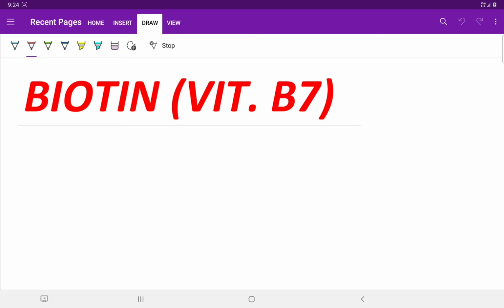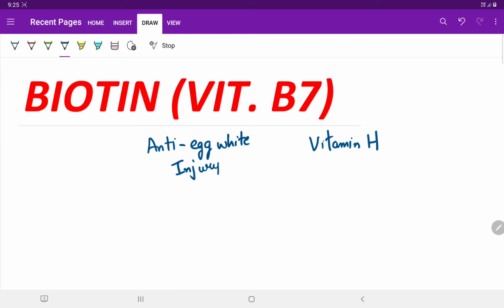Biotin, commonly known as vitamin B7, or sometimes in books it is also mentioned as vitamin H, and it is also known as anti-egg white injury factor. So these are the synonyms of vitamin B7 or biotin. So it has 4 different names.